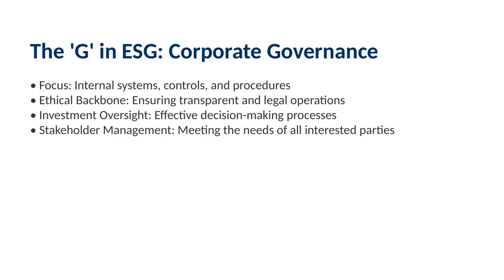Finally, we have governance, the G. Since every company is a legal creation, it needs a system to run itself. Governance refers to the internal practices, controls, and procedures an entity adopts. This ensures the company makes effective investment decisions, complies with the law, and meets the needs of all its stakeholders. It's the structural backbone that ensures the company is run ethically and transparently.